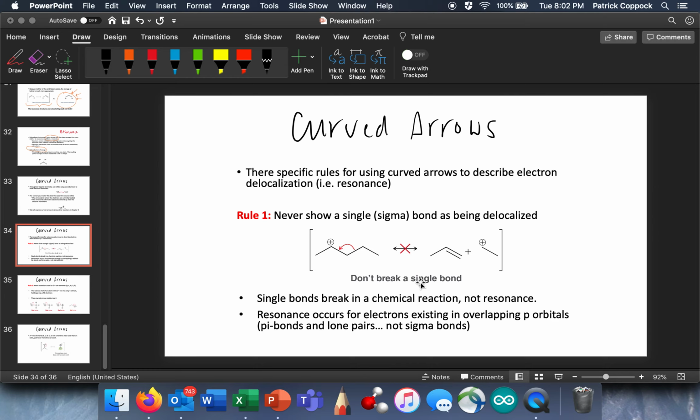Actually, there's two rules here which I want to probe before we get any further. We're never going to show a breaking of a bond when you're with an arrow like this. Okay, so this is not what you're going to see. You see a cation here, and what you're not going to do is get resonance by having a sigma bond come over here and go into the place of a pi bond. Not going to happen. Okay, now single bonds break, but not through resonance.